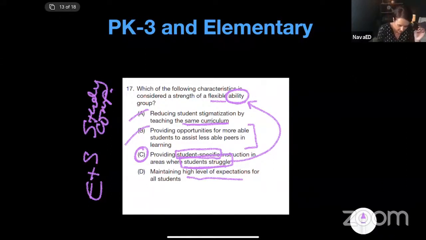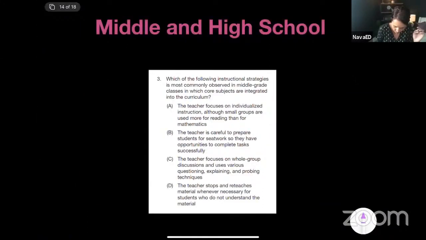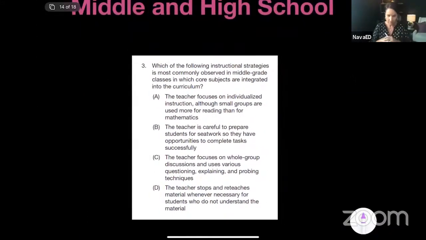All right. So let's take a look at another one for high school. Take a look at this and enter it in the chat what you think the answer is.